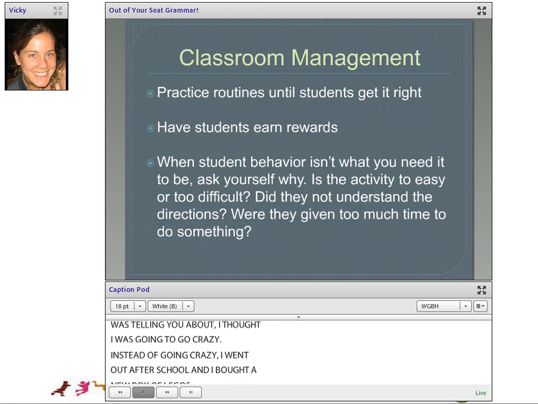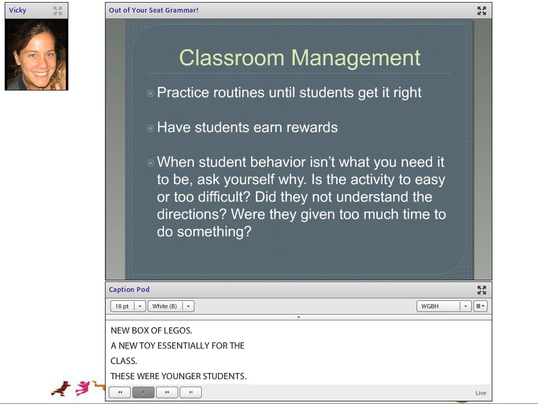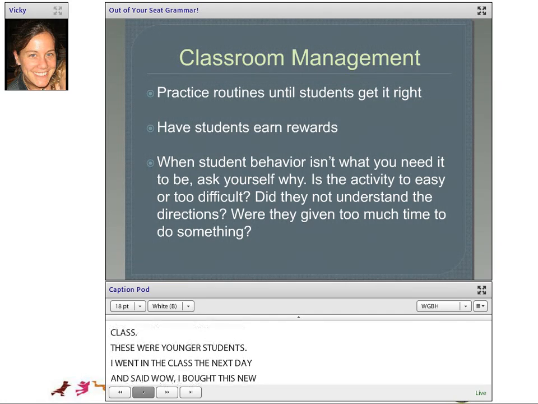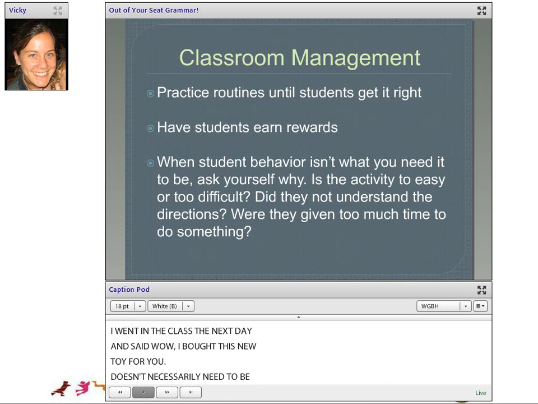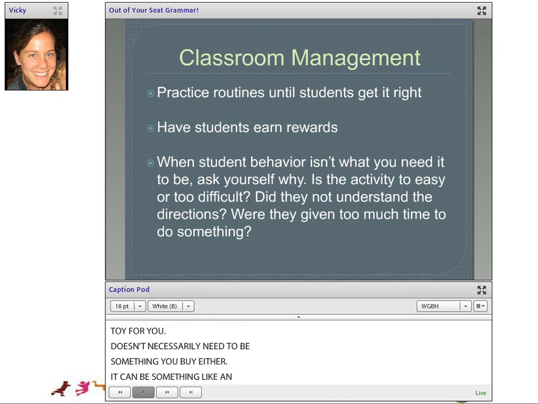These were younger students. And so I went into the class the next day and I said, wow, I have bought this new toy for you. It doesn't necessarily need to be something that you buy either. It could be something like an extra recess or an extra project or something, whatever you think might be fun for them. And say, I would really like to let you do this activity at the end of the week, and here are the things that I'm going to need to see in order to be sure that happens.